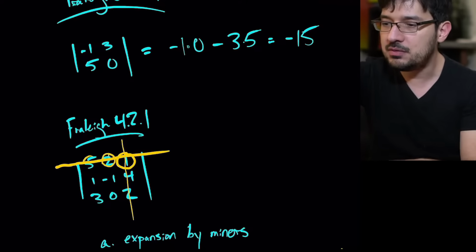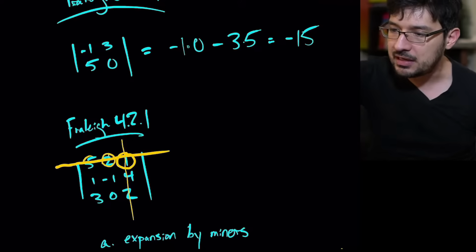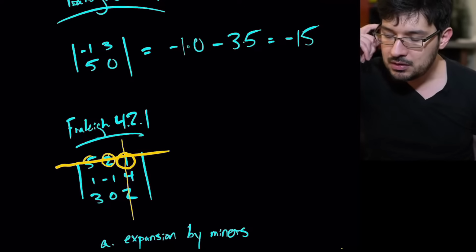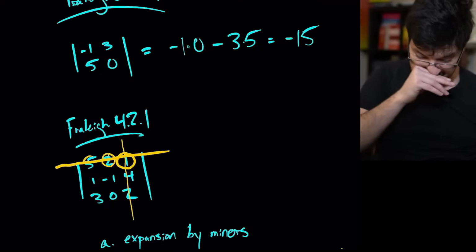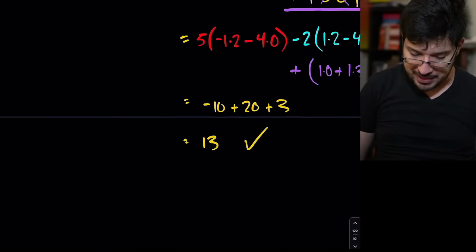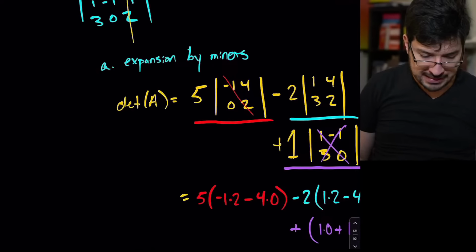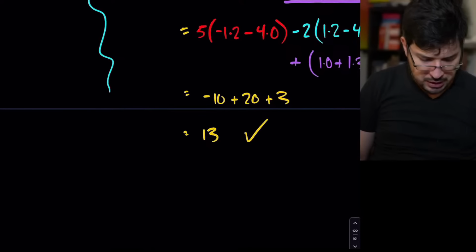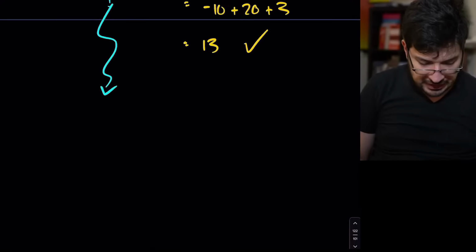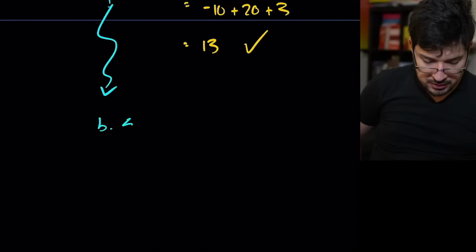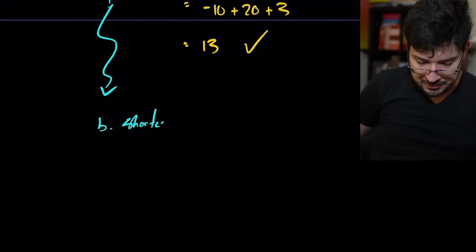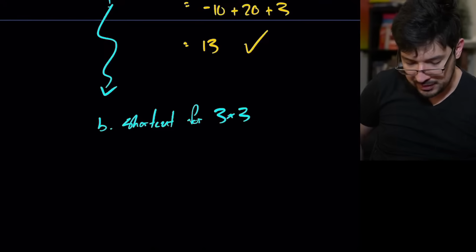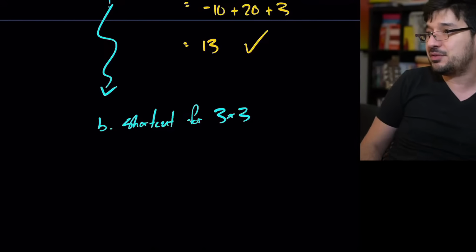Nice. Now, section 4.3, computation of determinants and Cramer's rule. Ooh, okay. I don't know what the difference is because I haven't read the section, but I did say that there's 2 ways to do this one. So why don't we see part B, the shortcut for 3x3. This only works for 3x3 matrices.